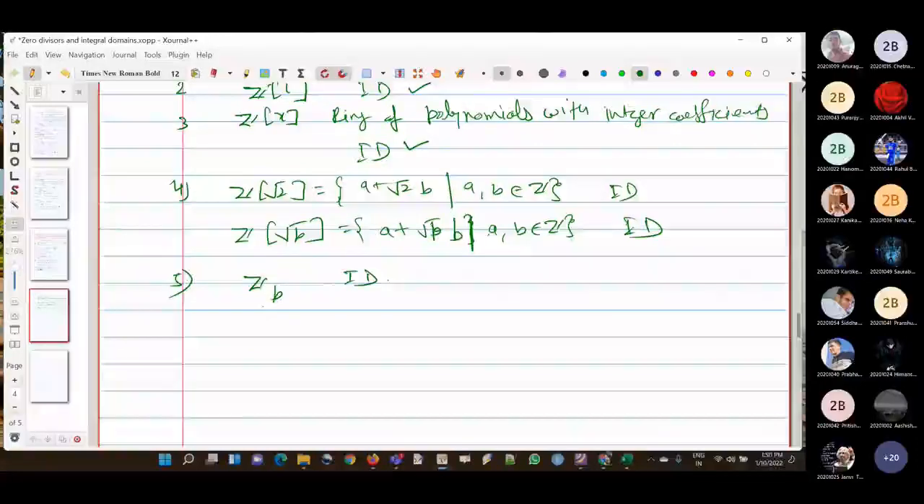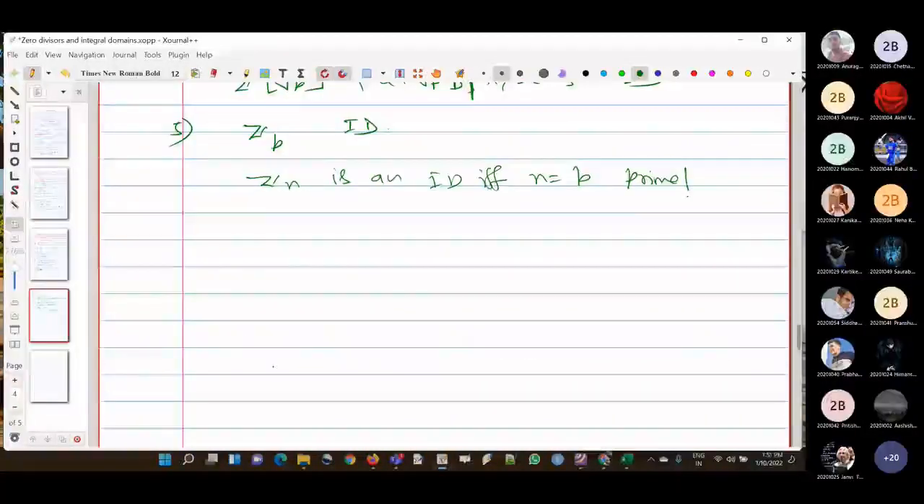Actually, there is a result which says that Z_n is an integral domain if and only if n is prime, that is, n is equal to p, a prime. So this result needs to be proved. Anyway, if you want, let us prove it. Okay, let us see the proof of this result.